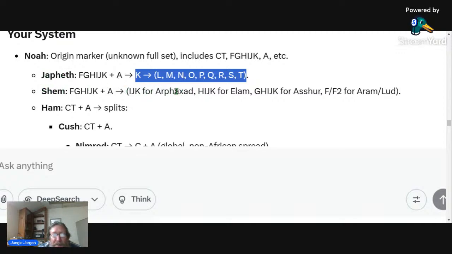The oldest son can share an IJK marker with his uncle, while his younger brothers do not share the IJK marker. They have another marker, totally separate, totally distinct, totally unique. It's called the HIJK marker, which Arpachshad has, Elam has, and Japheth has. Then you go on down the line. GHIJK, everyone to the right has it. Nobody to the left has it.